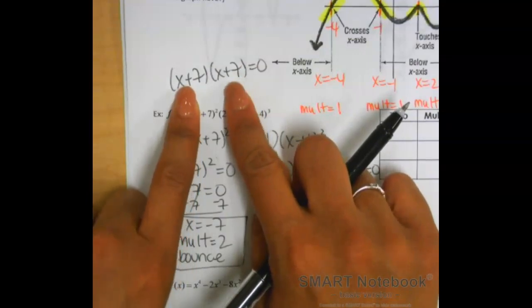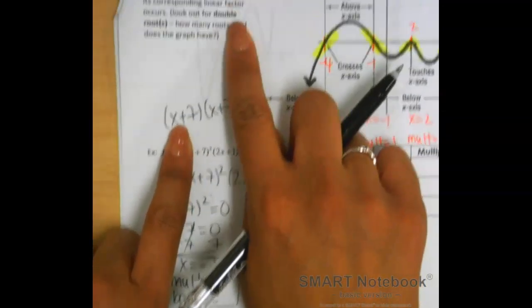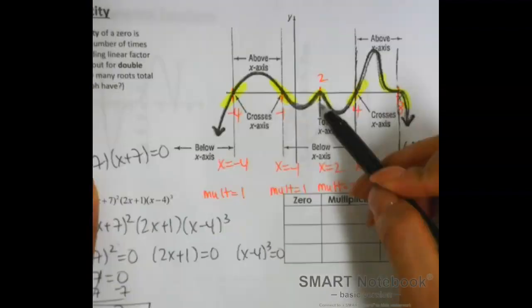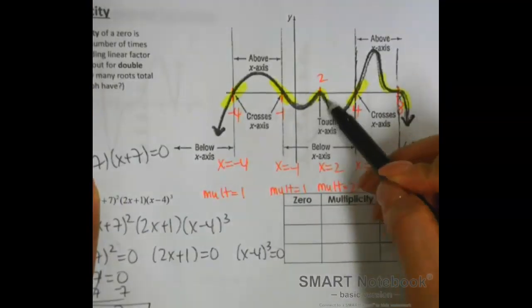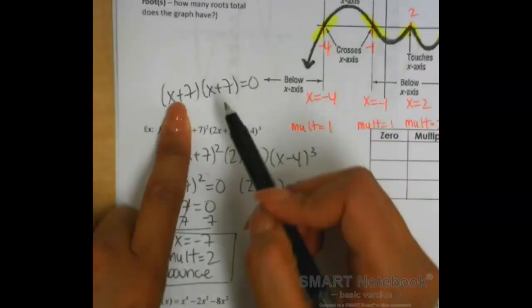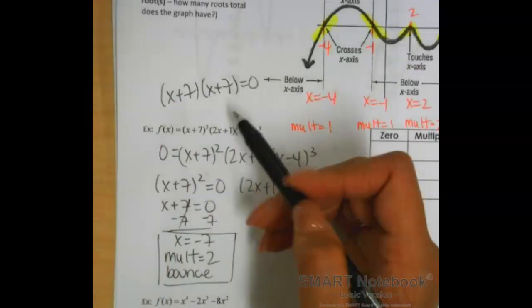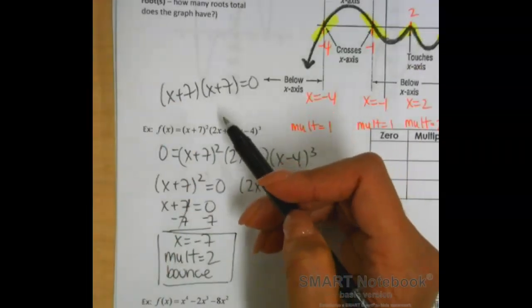-7. So that's represented as a double root. We don't graph it as a double root. We just graph it with this little bounce that we see here, that little touch. So whenever you see a double root, guys, it's technically 2 x-intercepts at the exact same place. I just have you graph it one time.